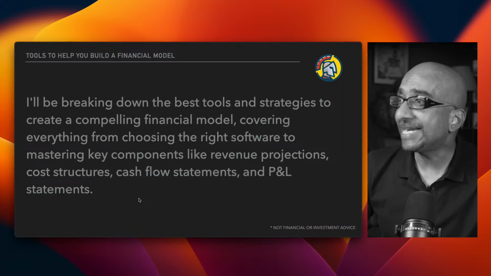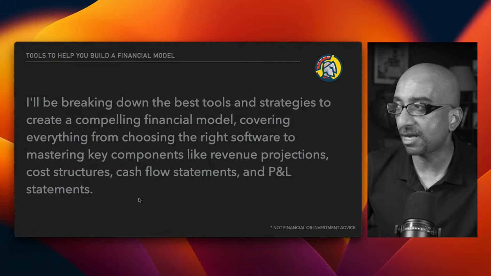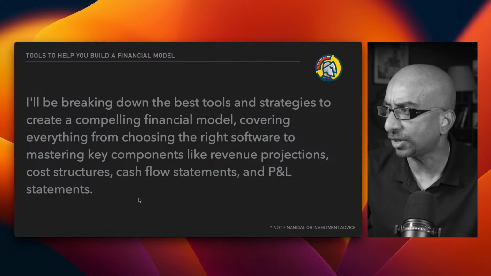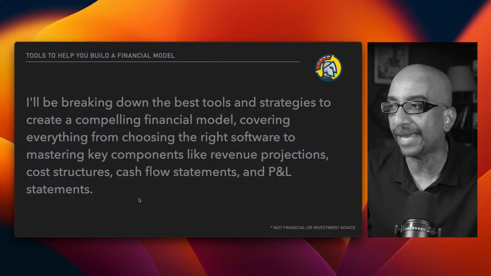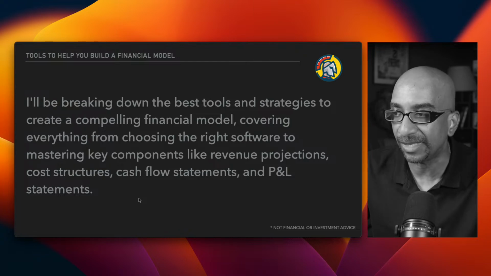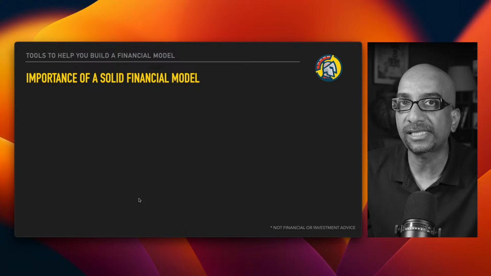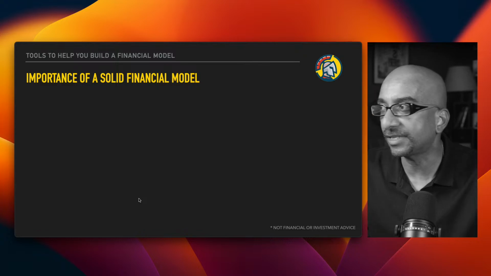So I'll be breaking down the best tools and strategies to create a compelling financial model, covering everything from choosing the right software, of course, to mastering key concepts like revenue projections, cost structures, cash flow statements, and P&L statements and all that. First of all, let's understand the importance of a solid financial model.